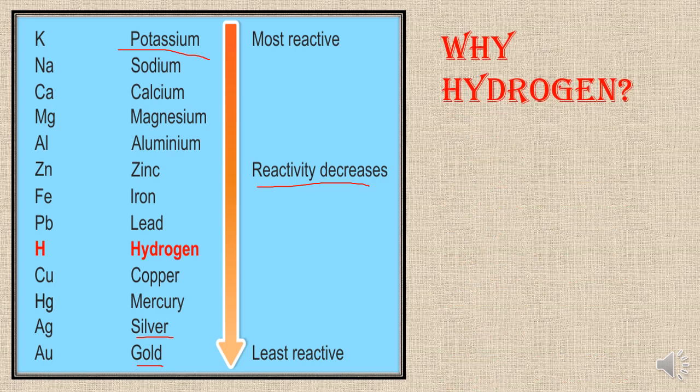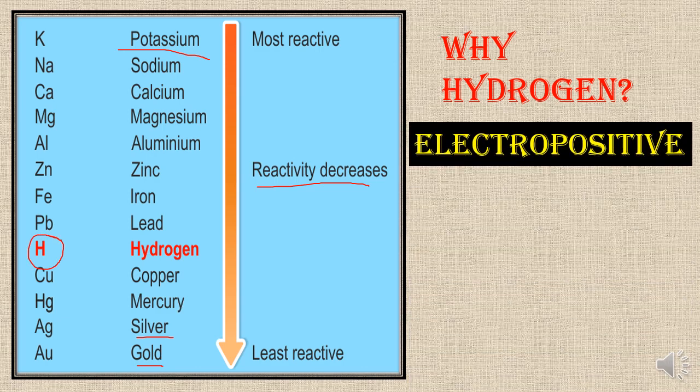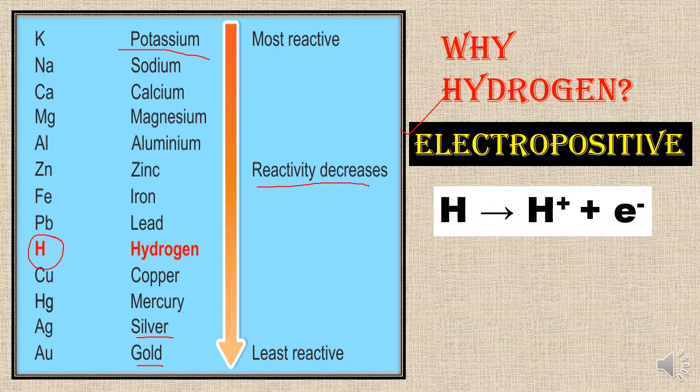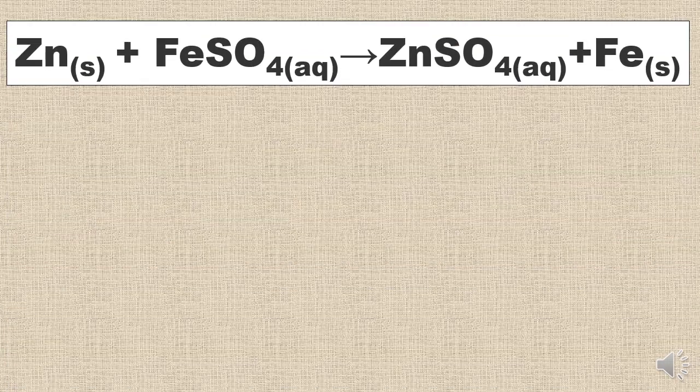I know you must be wondering, why is hydrogen placed in the metal reactivity series? The answer is hydrogen is also electropositive in nature, just like the metals, as it can also form hydrogen ion by releasing its electron.